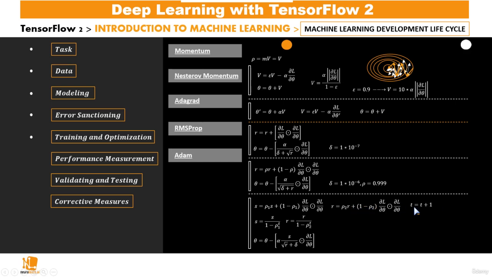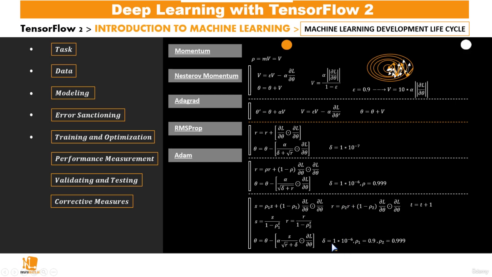And we keep on adding the value of t as we go on, because it's going to be used here. We have S equals S over 1 minus rho 1 to the power t, and R equals R over 1 minus rho 2 to the power t. Then what we do simply here is update theta as theta minus S divided by the square root of R plus sigma, times the partial derivative of L with respect to theta. So here we are not only adapting our learning rate with respect to the partial derivative of L with respect to theta, but we are also adding some momentum.